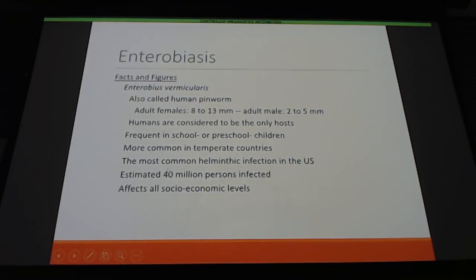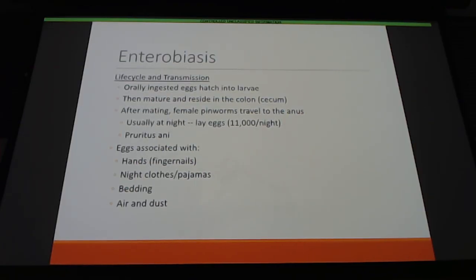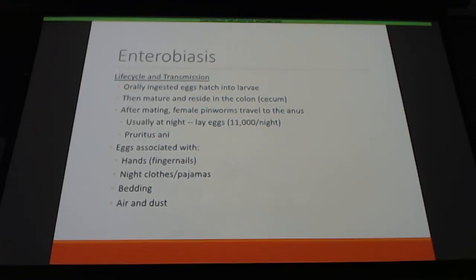So here you can see the most common helminthic infection in the U.S. Usually you see a lot of that in daycares, in child care centers. So, just the egg, immature, and they reside in the colon. This one is different than all the other ones. This one's home, where it likes to hang out, is the colon. So this one's different than all the others.